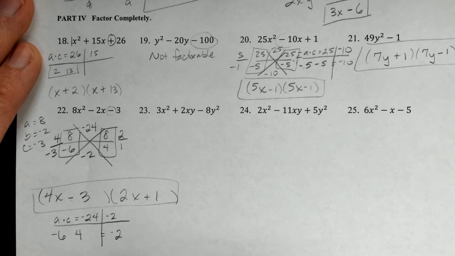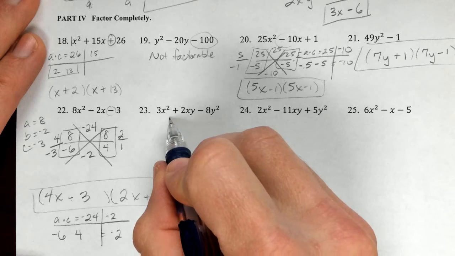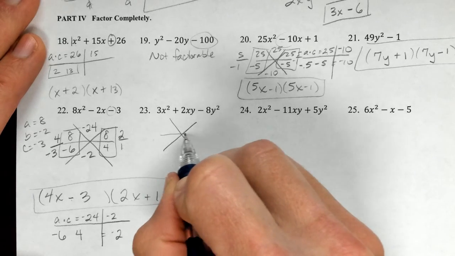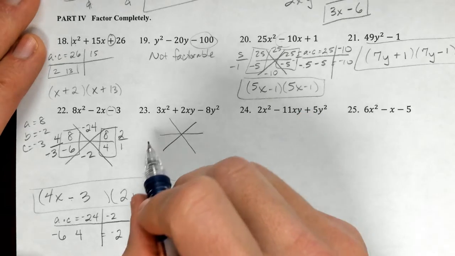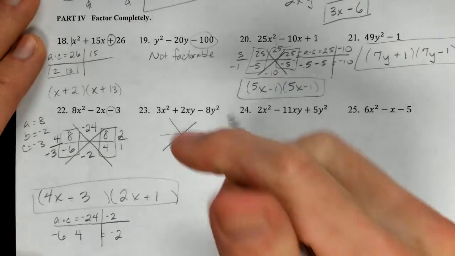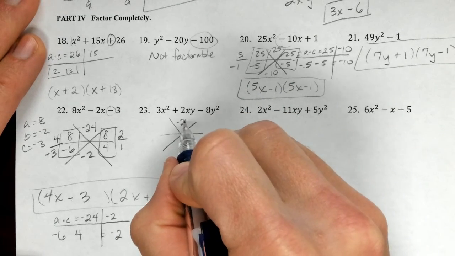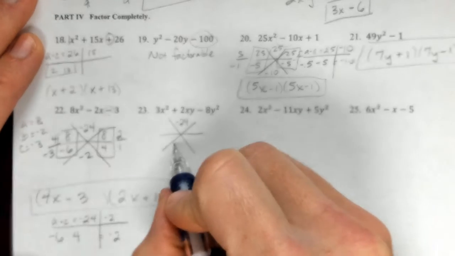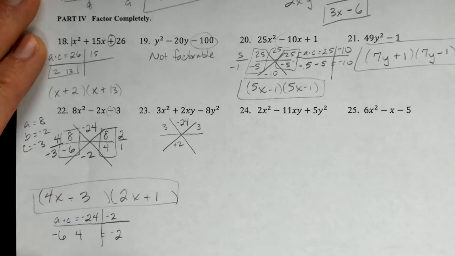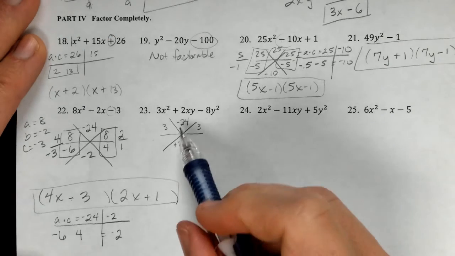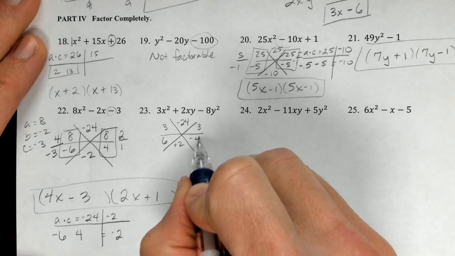Same thing on number 23. I'm going to set up my asterisk. So once again, I'm doing negative 8. Actually, this is a perfect... No, it's not. Okay. So I'm looking for negative 8 times 3, a negative 24. I want to add to get a positive 2. I'm going to put an A in both of these, 3 and 3. Okay, so once again, factors of 24 that add to give me a positive 2. So now we're looking at positive 6 and negative 4.